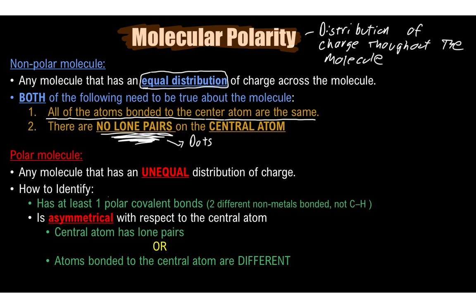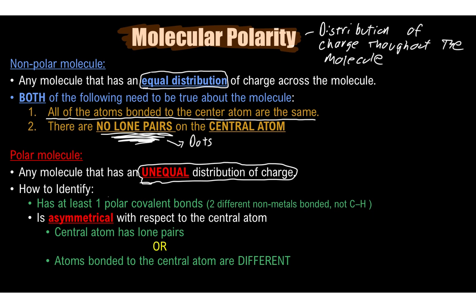The second type of polarity is when there is an unequal distribution of charge, and this is called a polar molecule. It's called a polar molecule because there are two poles, two opposite ends. There's a positive end and a negative end. And there needs to be, again, a couple of things.